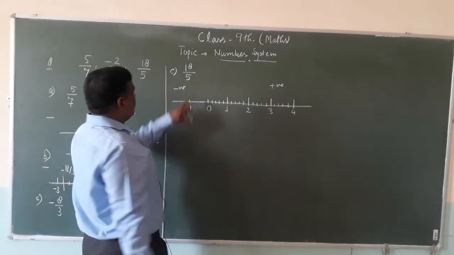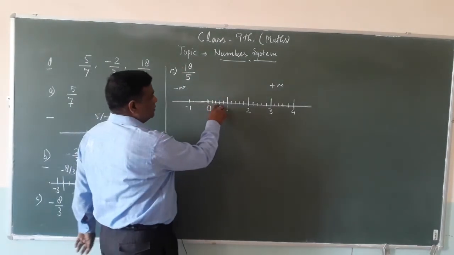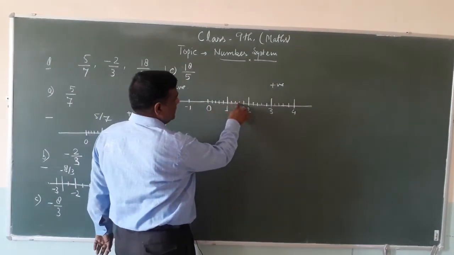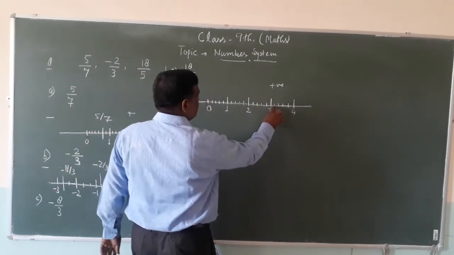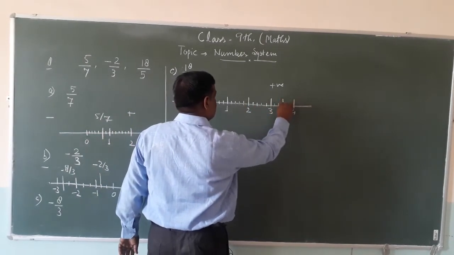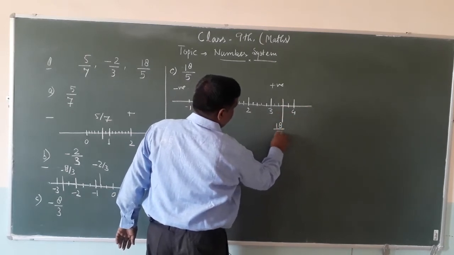Now take 18 by 5, in numerator here that is 18. Count 1, 2, 3, 4, 5, 6, 7, 8, 9, 10, 11, 12, 13, 14, 15, 16, 17 and 18. Here this is the 18 upon 5. Okay.